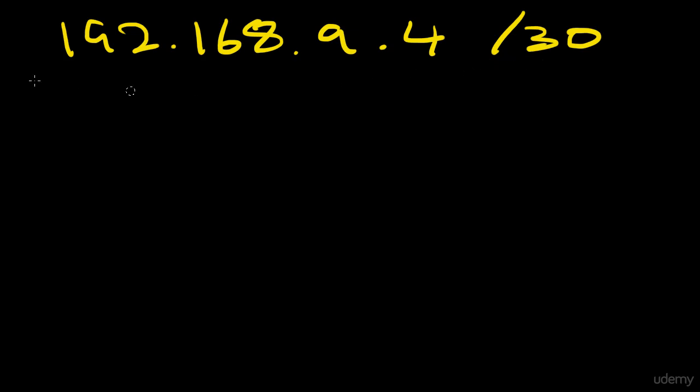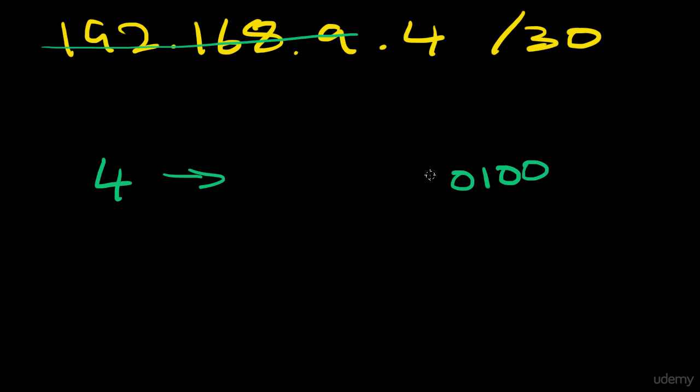Well, /30 is covering the first three octets entirely, and it's covering some of the bits in the fourth octet. So we need to look at the fourth octet more closely. 4 in binary is 0, 0, 1. This column is 4, we put a 1 there, so that's 4. But the octet is 8 bits, so we need to pad this with 5 zeros. And we have 8 bits there, 1, 2, 3, 4, 5, 6, 7, 8.